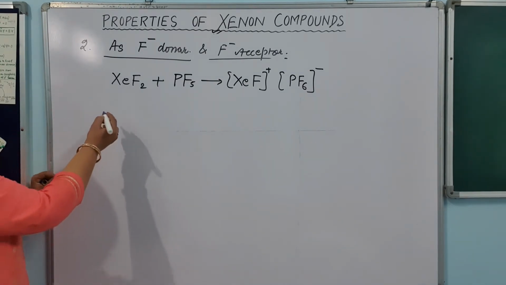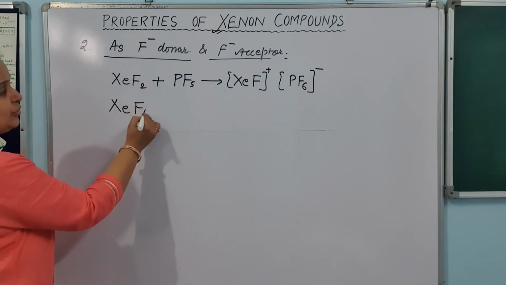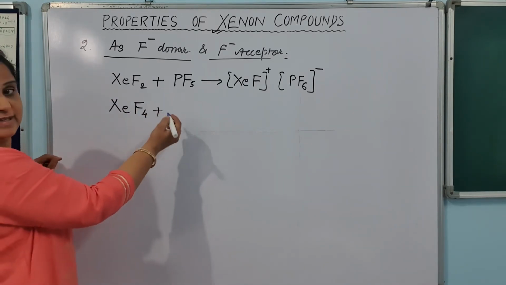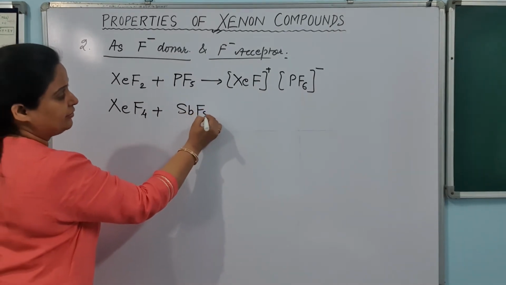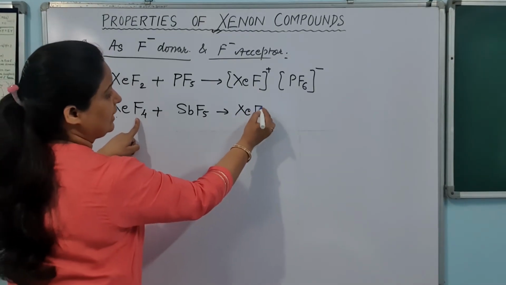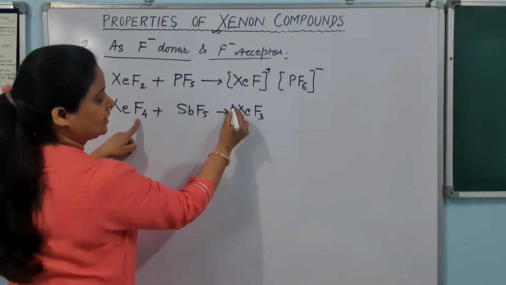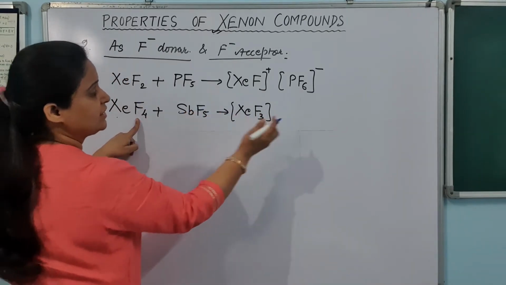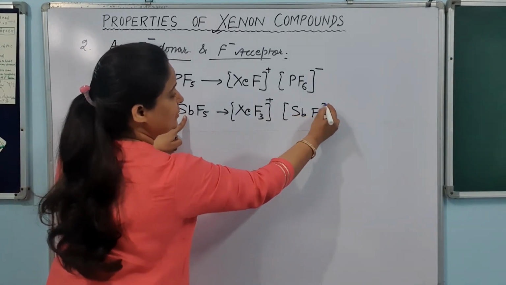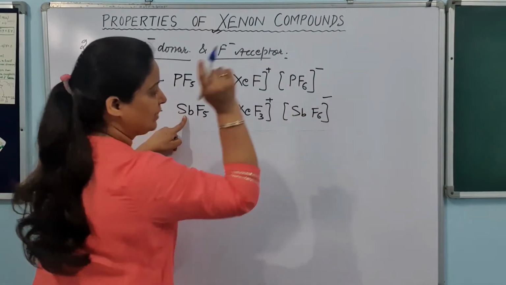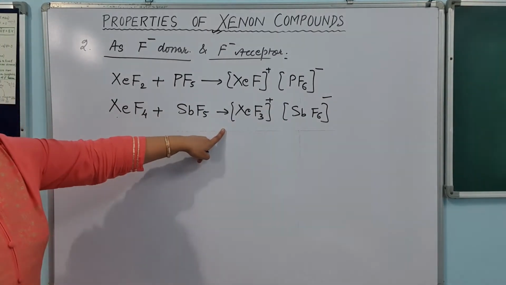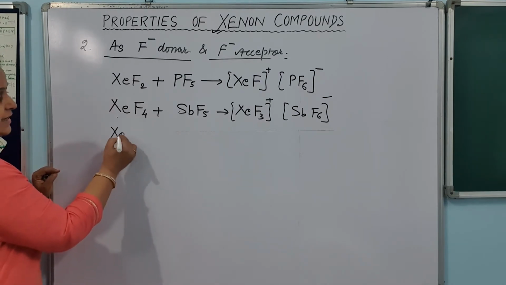In the same way, we can take the example of XeF4. This is also going to work as a fluoride donor. So the example we are taking here is SbF5. Let's see, if it donates one fluoride ion, क्या होगा? XeF4 है. I'm taking it, giving one fluoride to this, so a positive charge will appear on it, and SbF6 will be formed, and the minus charge of the fluoride will appear. So this is one of the salts here. In the same way, xenon hexafluoride, XeF6, can also work as a donor.